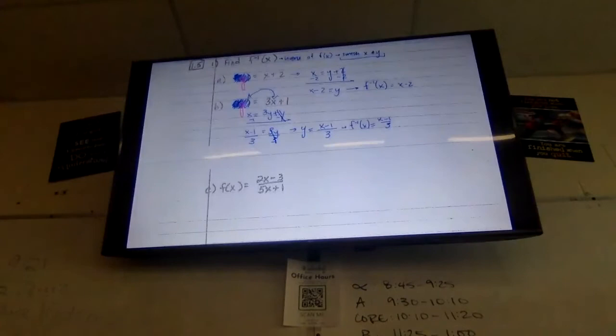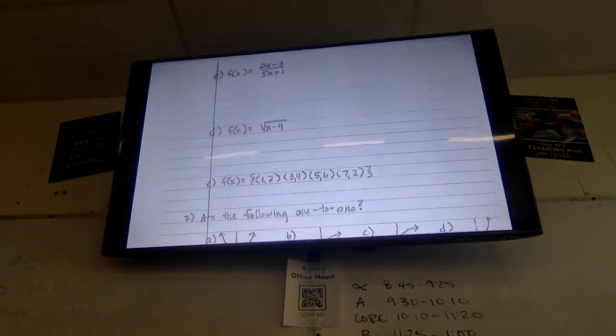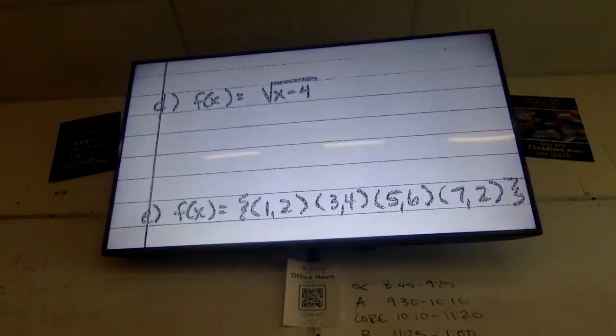Okay, go ahead and turn your paper over. I want to skip letter C for right now because it's a harder one. I'm going to go down and do D and E first. So letter D, same idea. Switch your x and your y. I get x equals, the radical still has to stay on that right-hand side.